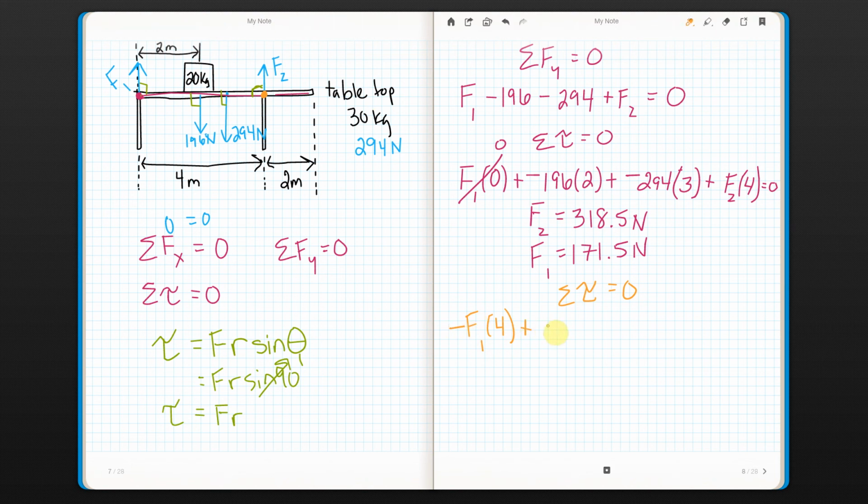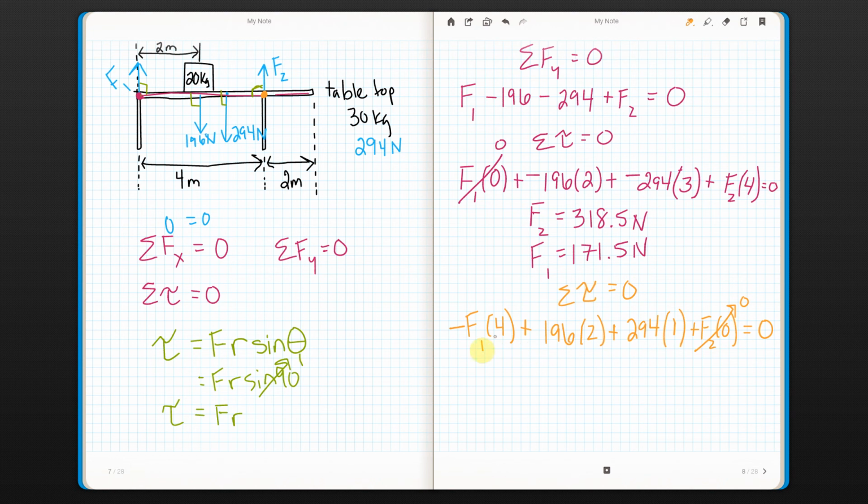Okay, plus, I got my 196. This is happening, let me see, from here to here is 4, from here to here is 2, so from here to here should also be 2, so it's happening 2 away. However, this one, pulling on the left-hand side of the pivot down, would make it rotate counterclockwise, so that's a positive torque, plus 294. This is 3 away, this is 4 away from the end, so this is 1 meter away from this pivot. And this is also a positive torque, plus F2 is right on top of the pivot, so 0 equals 0. So this is 0, and the only unknown I have is F1.